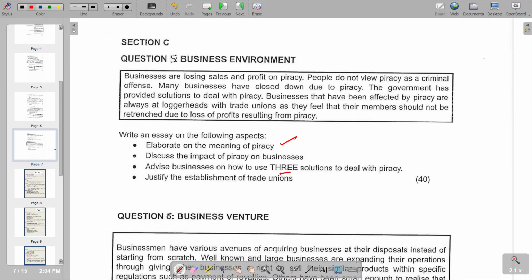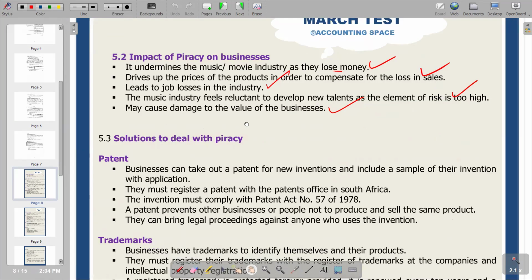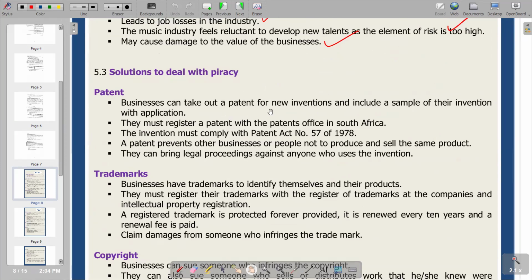So we have that other section whereby you're going to have a patent as the first one. Businesses can take out a patent on new inventions and include a sample of their inventions with applications. So that can be a solution. They must register a patent with the Patent Office in South Africa. So the patent must be registered. And also they should comply with the Patent Act number 57 of 1978. A patent prevents other businesses or people from producing and selling the same product. So this is what we have under patents.